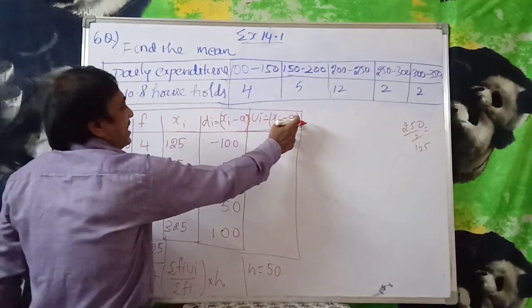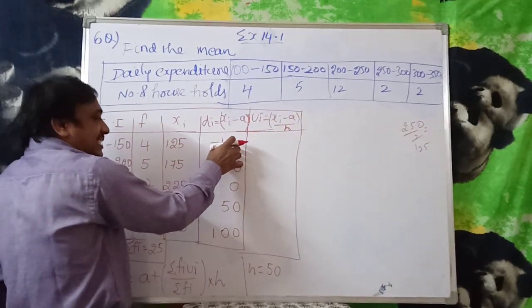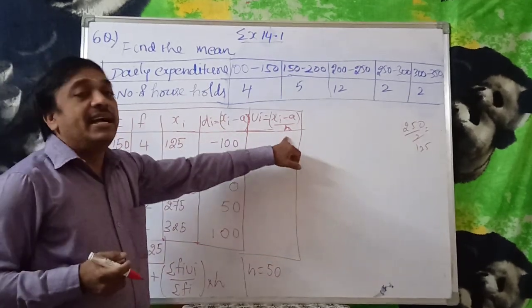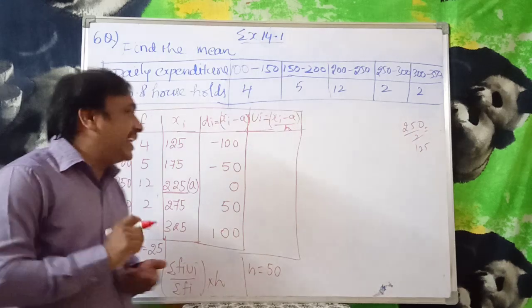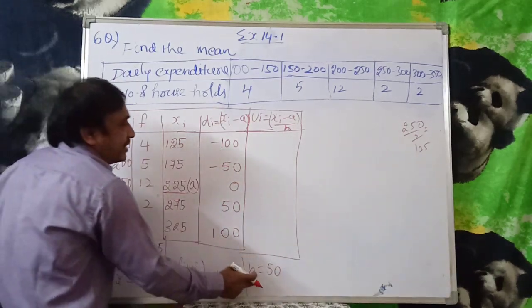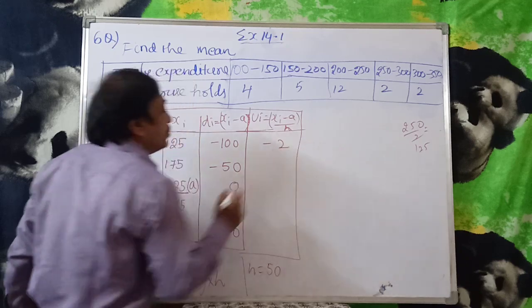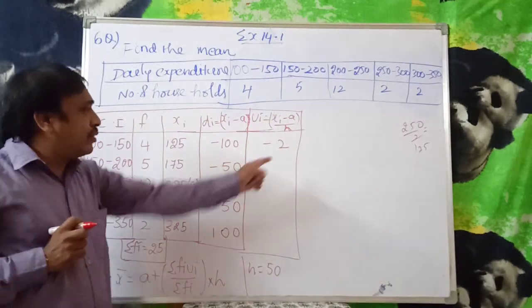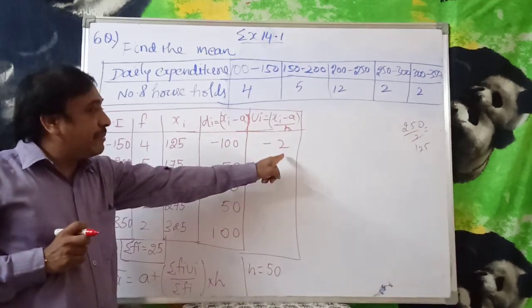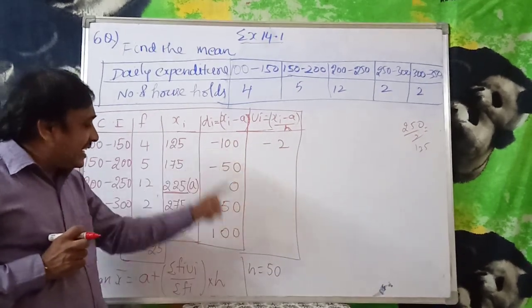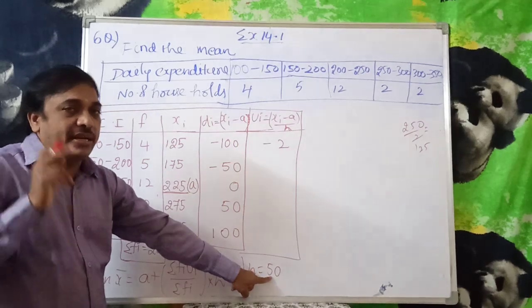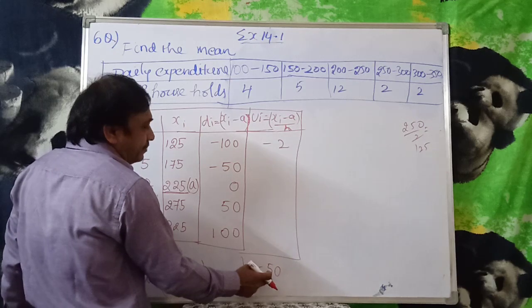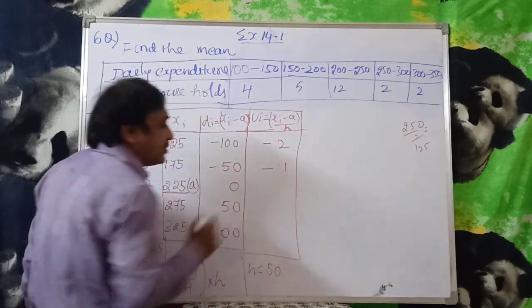So now xi minus a values are these. We are dividing these values with h. What is the h value? 50. So minus 100 by 50, you will get minus 2. See, the data became very small, the calculations we are obtaining. Actually it was 100, now it became 2. Minus 100 by 50, xi minus a by h. Next, minus 50 by 50 will give you minus 1.